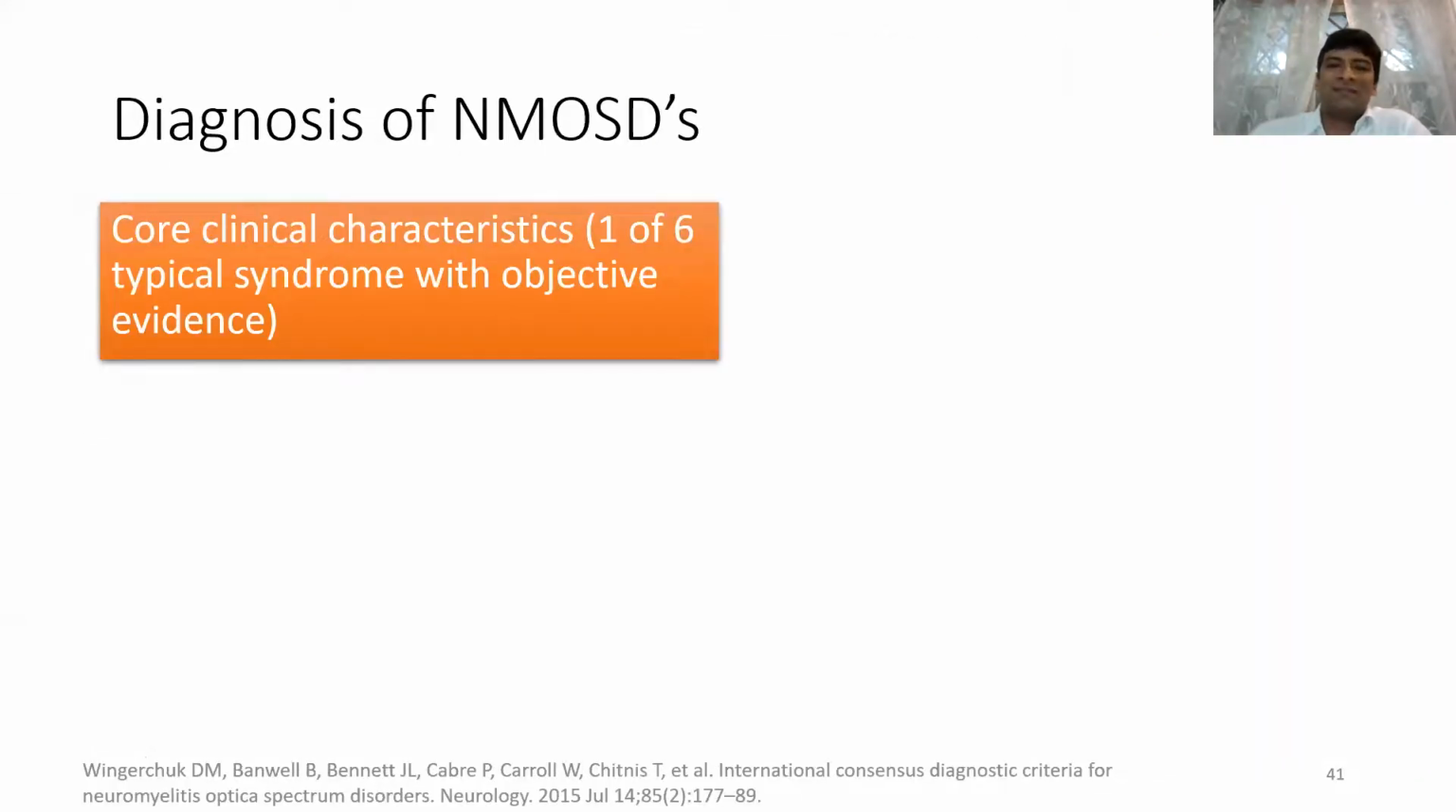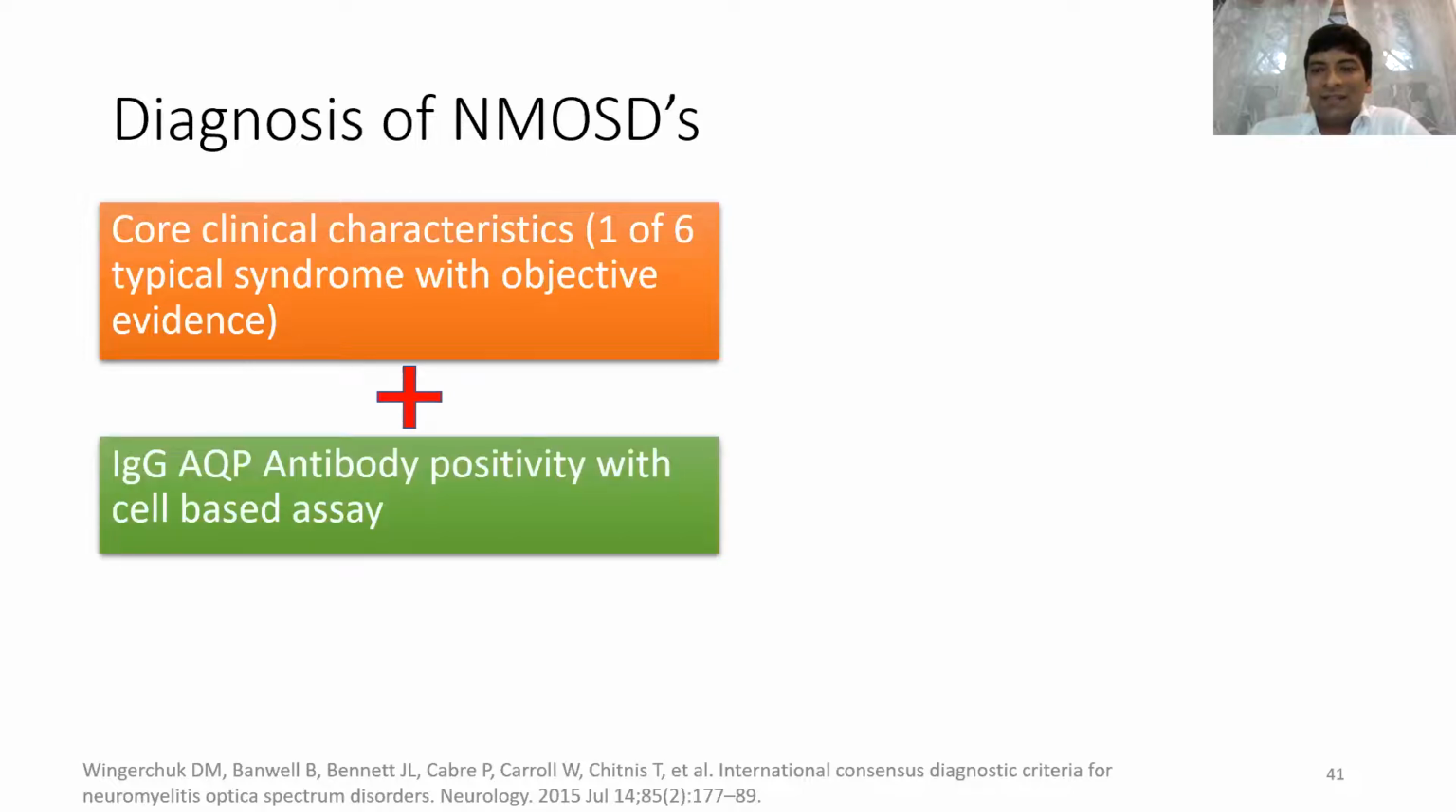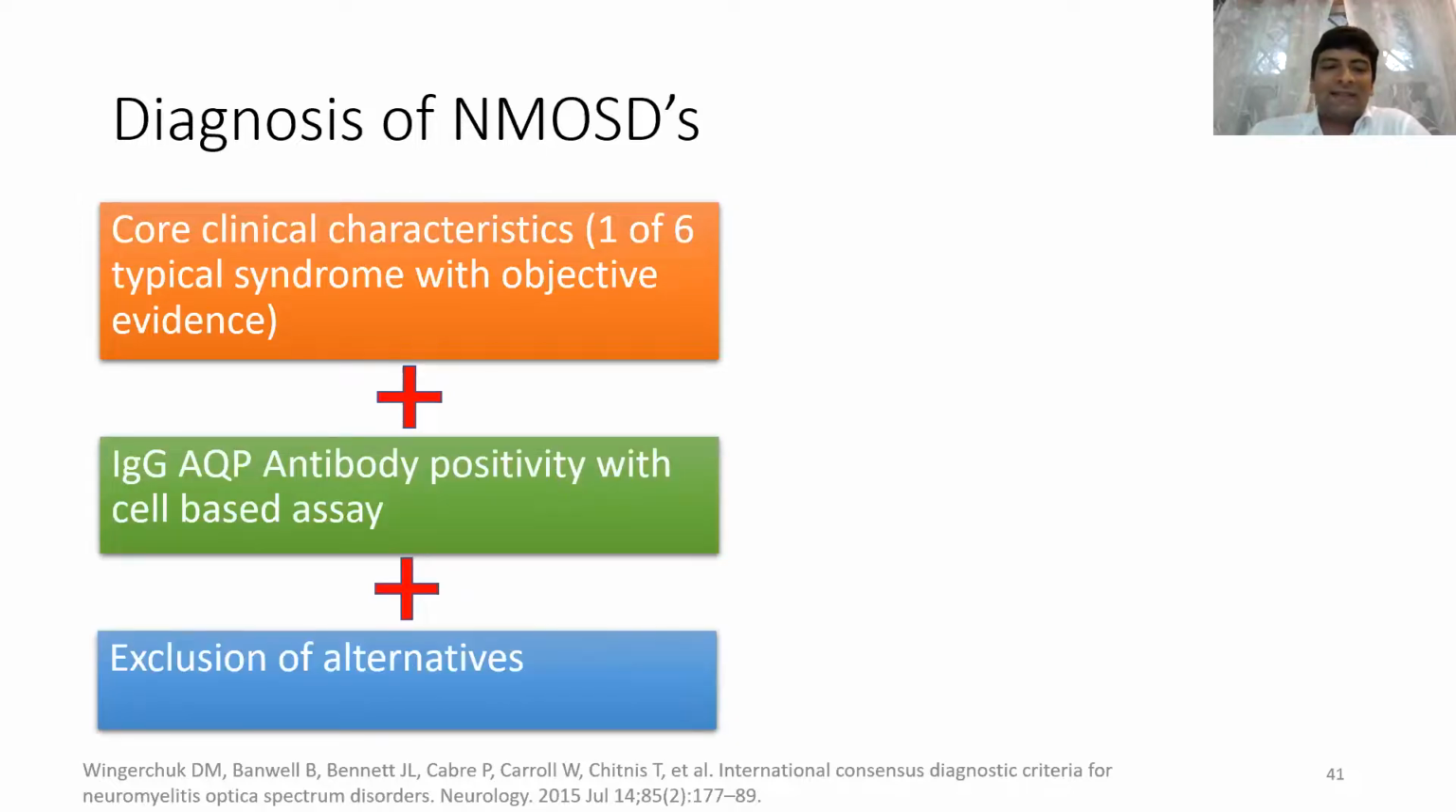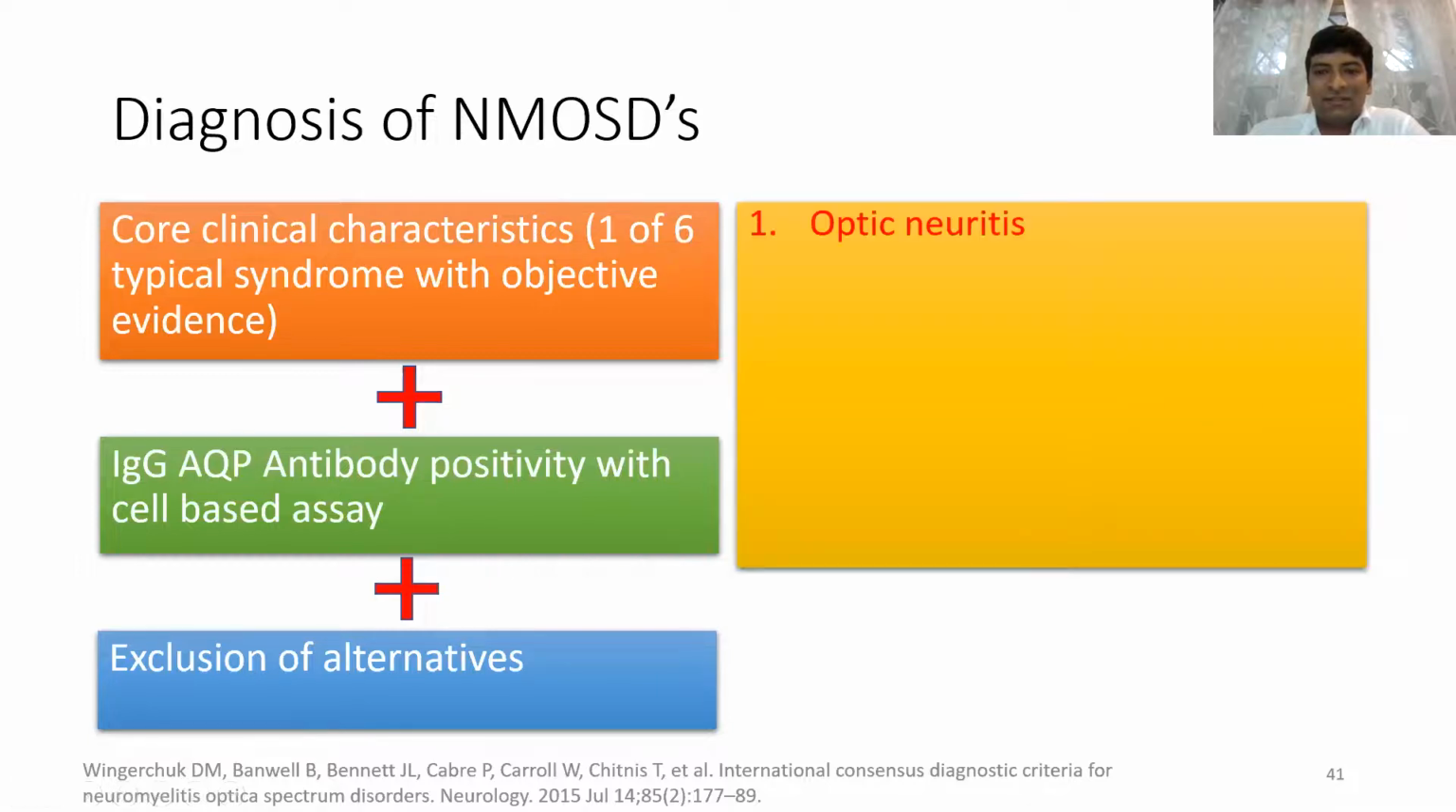So how do we diagnose NMO? Again, it's the same principles, a core clinical characteristic with objective proof. In this case, we need an antibody and to exclude mimics. So there are 6 typical syndromes, and we need to know these, okay, of which the top 3 are actually very, very highly predictive of NMO. So you know what those are? Optic neuritis, an LETM, and an area postrema syndrome.